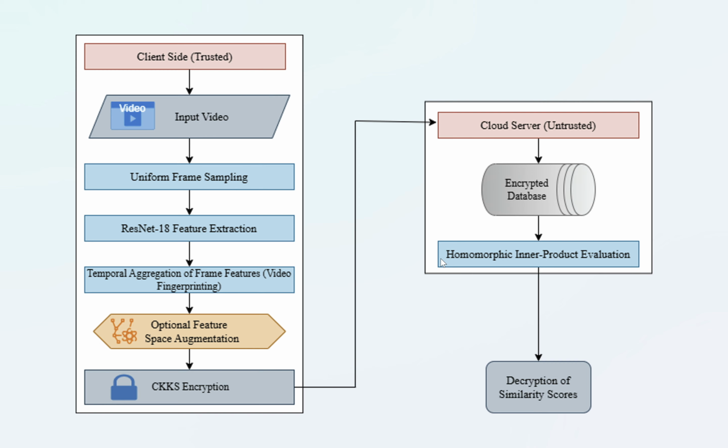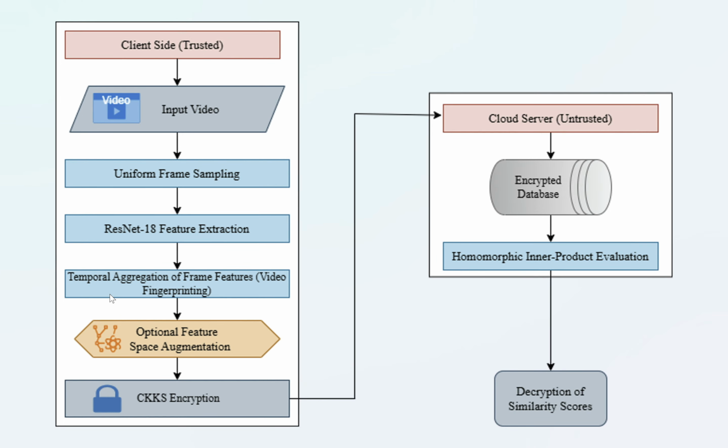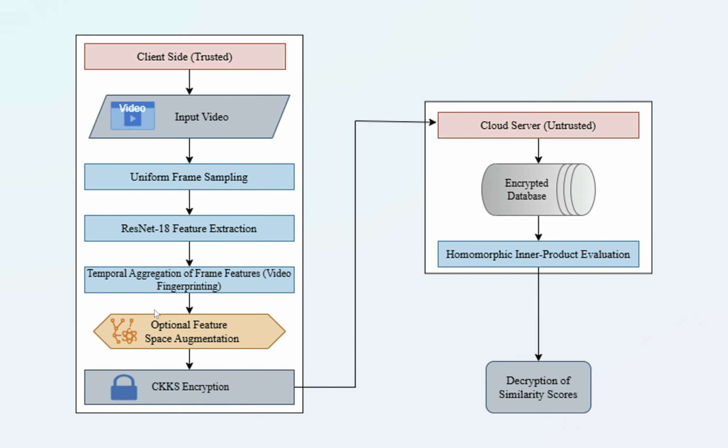Because homomorphic encryption itself is a very expensive operation. So in order to reduce costs here, instead of applying encryption end to end for a particular video, we are using this fingerprinting concept.